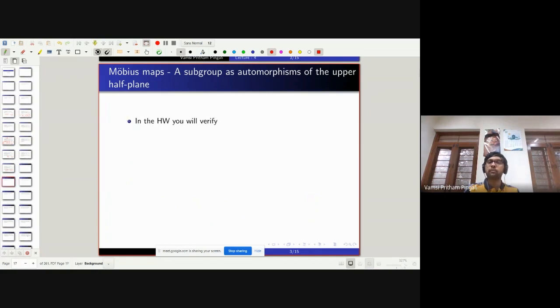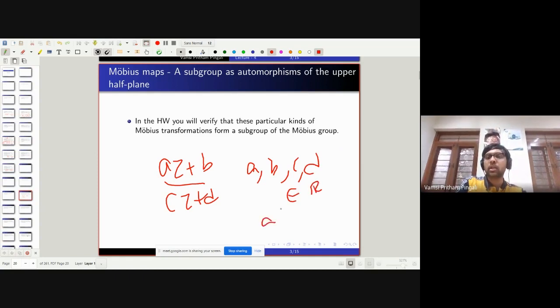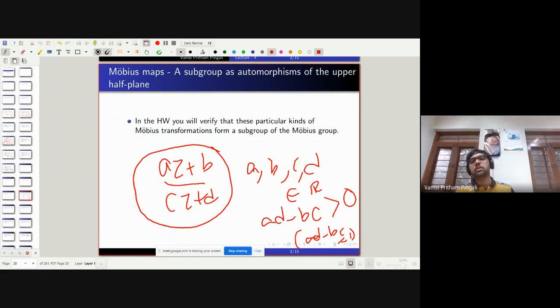In the homework, you will verify that these particular kinds of Mobius transformations form a subgroup of the Mobius group. If you take maps of this type where A, B, C, and D are real, and AD minus BC is positive, you can scale them so that AD minus BC becomes 1. They actually form a subgroup of the entire Mobius group. In other words, if you compose them, you get similar Mobius maps. The inverse of this sort of Mobius map is also of this type. These are the only things that are necessary. And z goes to z is such a map.